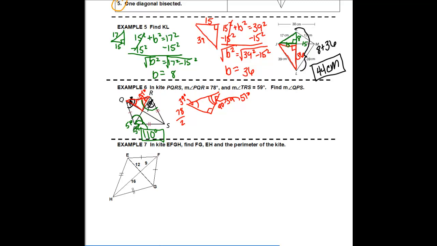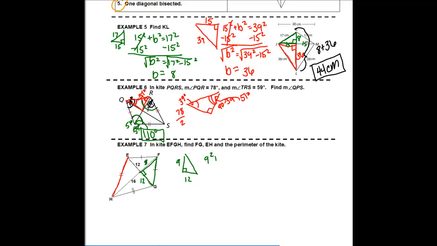In kite EFGH, find FG, EH, and the perimeter of the kite. So find FG, this one right here, EH, and then the perimeter of the kite. So for FG, we have that this is 9, and since this is split in 2, this is 12, and this is a right angle, so it is a triangle that is 9 and 12, so we do the Pythagorean theorem.